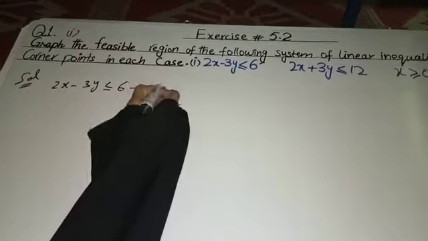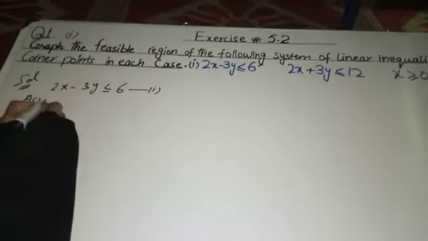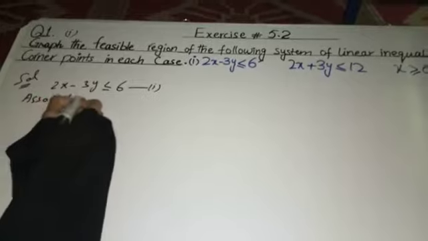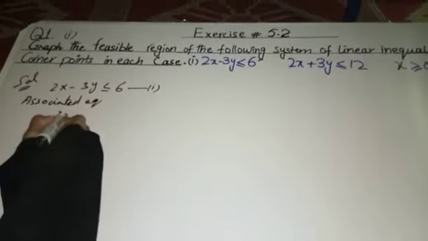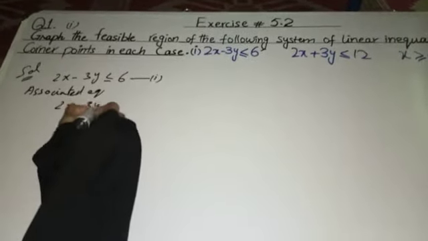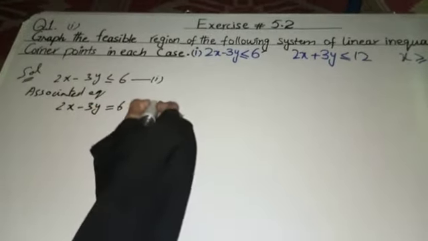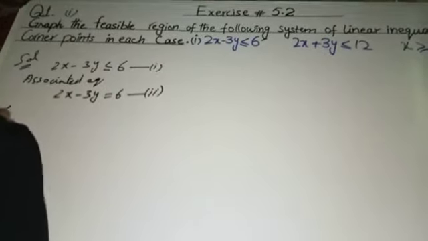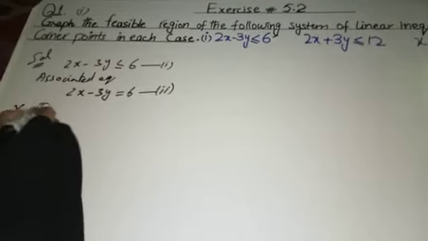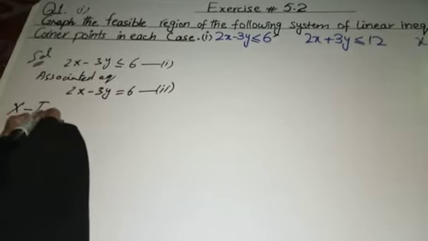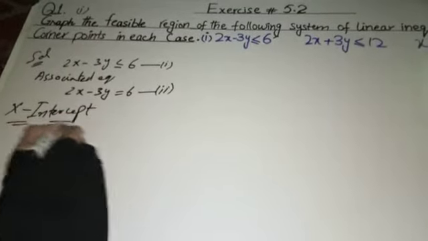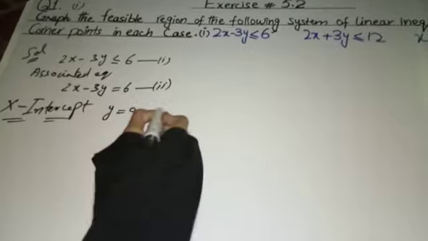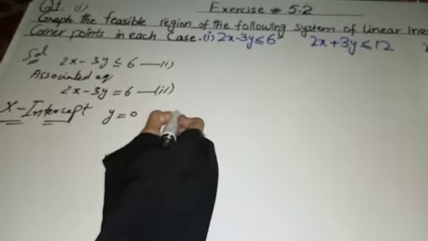This is number 1. Now write its associated equation. As you know, associated equation means to write any inequality expression into equality form. 2x minus 3y is equal to 6. Give it number 2. Now to plot any graph, two intercepts are compulsory. First of all, I am calculating the x-intercept as we have done in the last questions. To calculate the x-intercept, put y is equal to 0 in the associated equation.